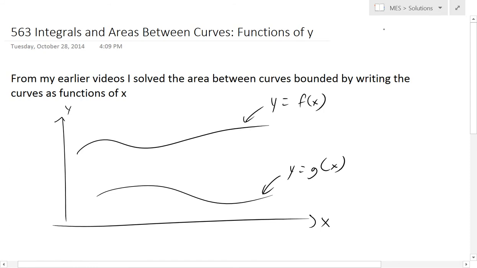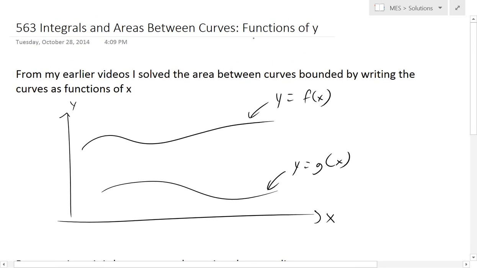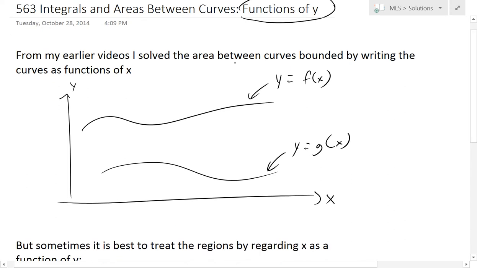Here to discuss further into integrals and areas between curves, and now look at when we deal with basic functions of y, or we rewrite the regular y equals f of x functions as functions of y. So from my earlier videos, I solved the area between curves bounded by writing the curve as functions of x, such as y equals f of x and y equals g of x.